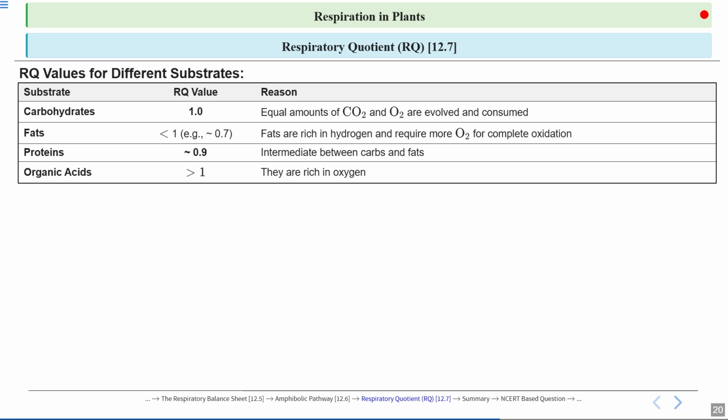If we talk about proteins, the ratio is almost 0.9. It is an intermediate value between carbohydrates and fats. And if we talk about organic acids, the respiratory quotient is more than 1. Why? Because they are rich in oxygen.